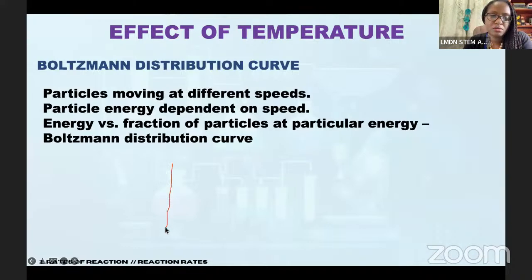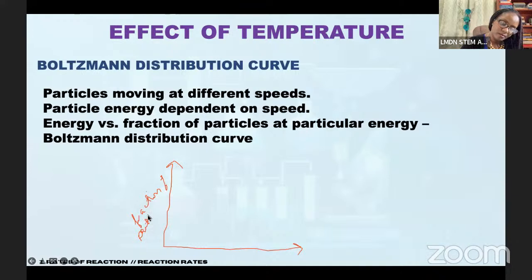So we have our x-axis and we have our y-axis. And our y-axis is the fraction of particles with energy that we're calling E, right? With energy E, that's a little bit difficult to read. So that's our y-axis, and then our x-axis is that energy E.